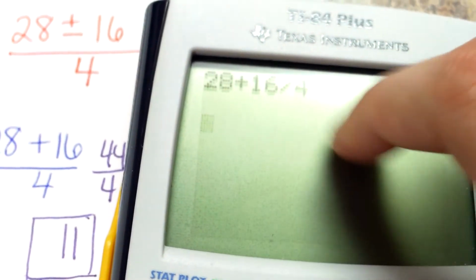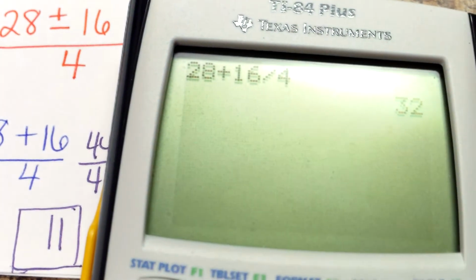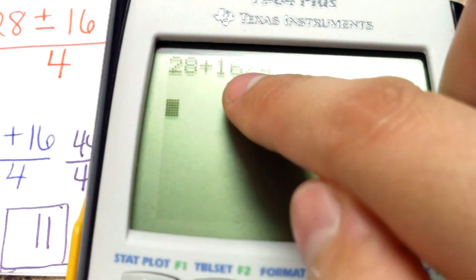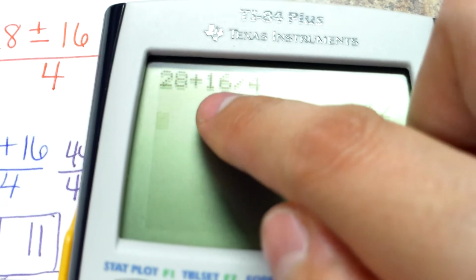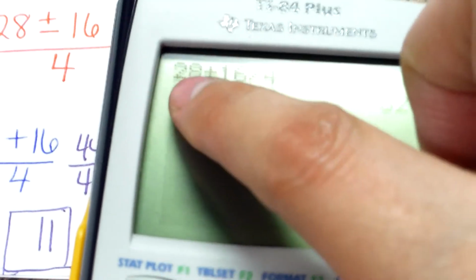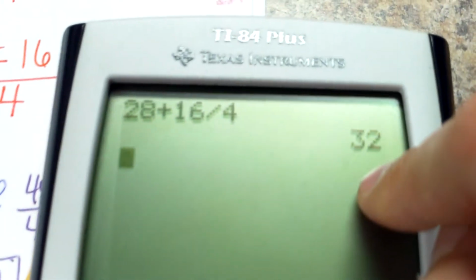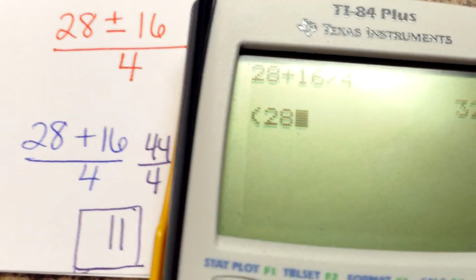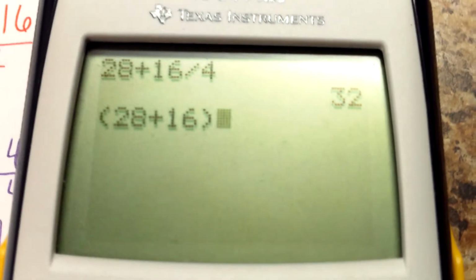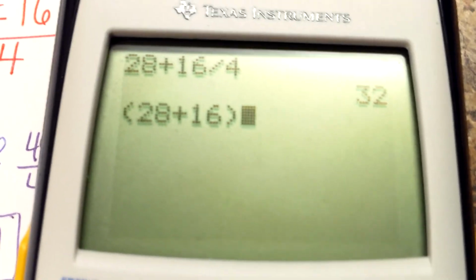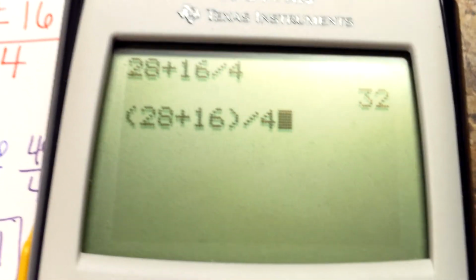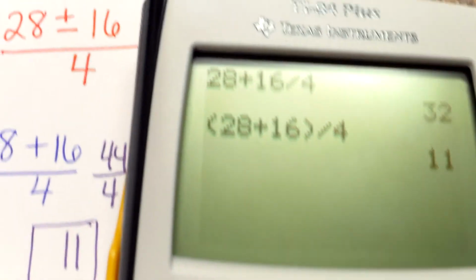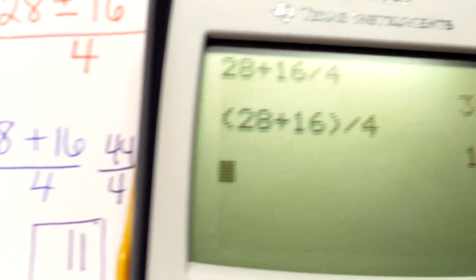Remember, according to the calculator, it's going to do PEMDAS. Please excuse my dear Aunt Sally. So it's going to do division before it does adding. So it's doing 16 divided by 4, which is 4. 28 plus 4 is 32. If you're going to put it all in the calculator, you need to make sure you put it in parentheses. So where you do 28 plus 16, you want to add first, then divide it by 4. And there we get the 11, which is what we got before. So just be careful the way you put it in the calculator.